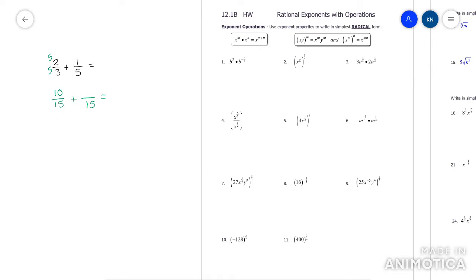And the second fraction, to get it to 15, I would have to scale it by 3. So it'd be 3/15. So the answer to this is 13 over 15. Again, if you cannot do common denominator, you're basically wasting your time by watching this video. So, all right, let's go ahead and get started.